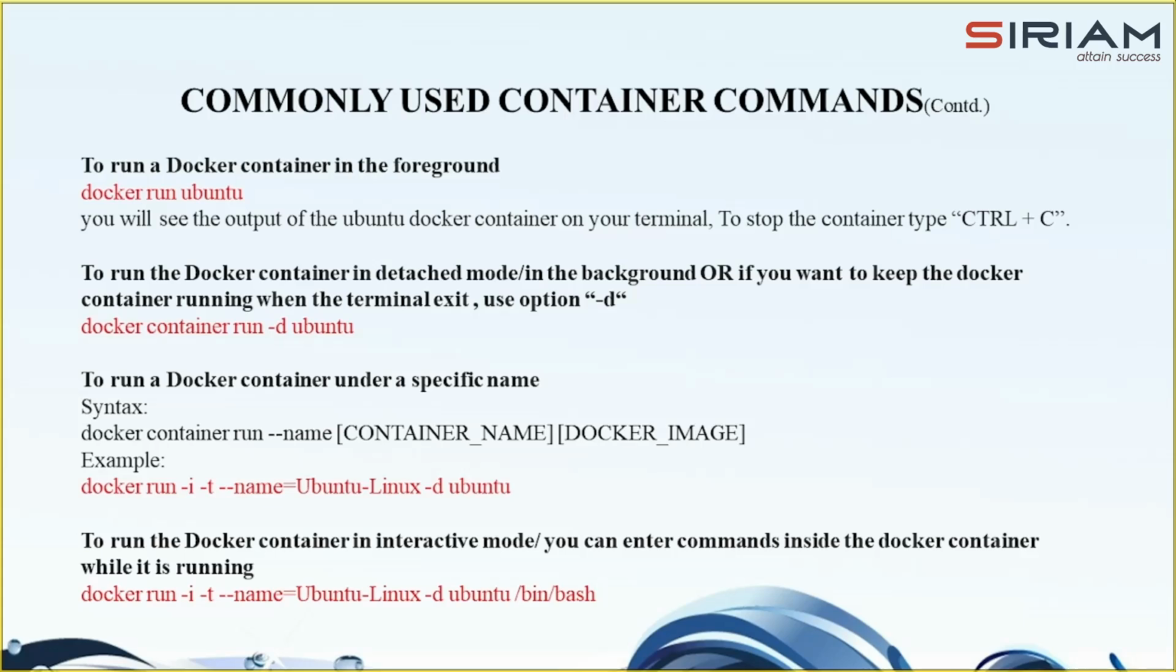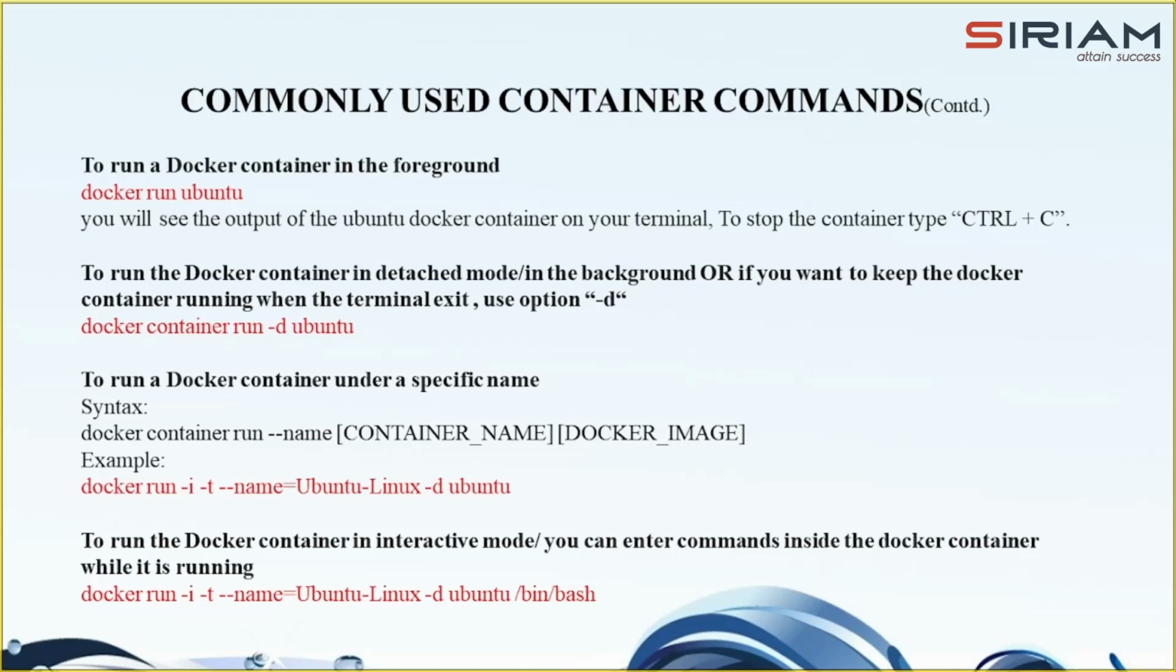For running a Docker container with a specific name, you start a Docker container with a custom name, right? With docker run --name ubuntu-linux -d ubuntu, you launch a Docker container based on the Ubuntu image and assign it the name ubuntu-linux, right? This allows you to easily identify and reference the container by its name instead of its container ID.